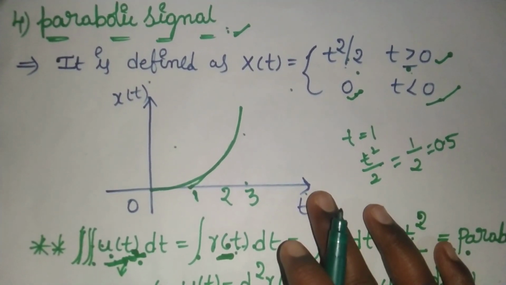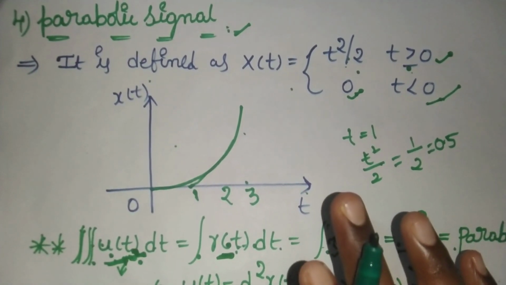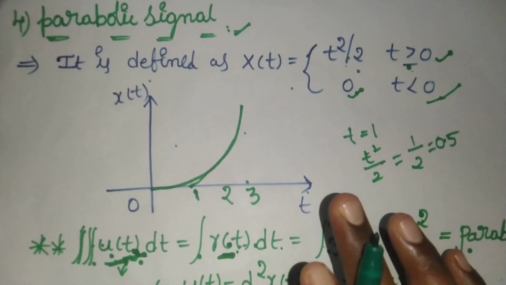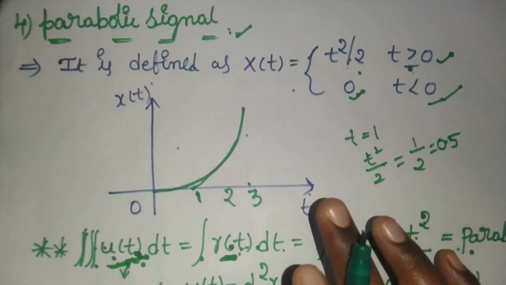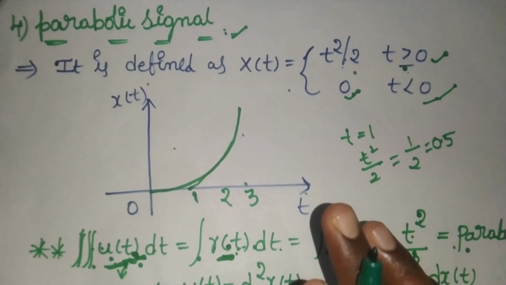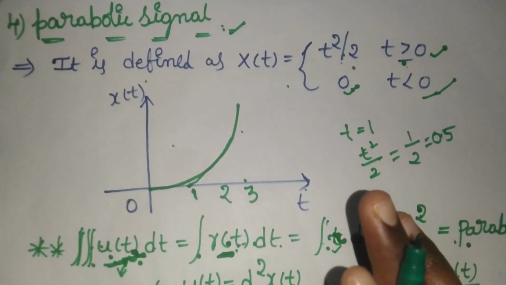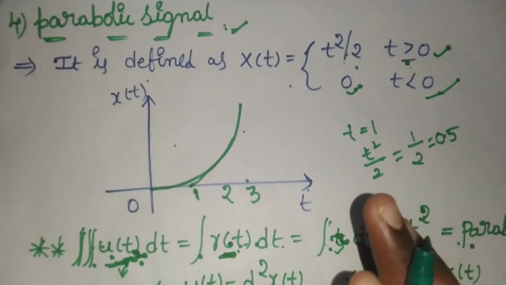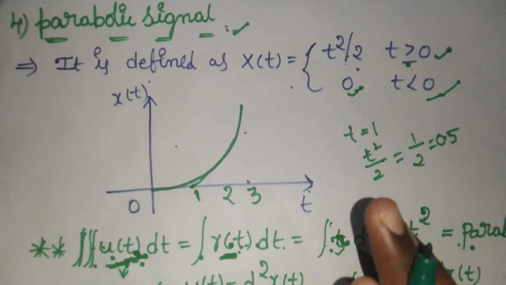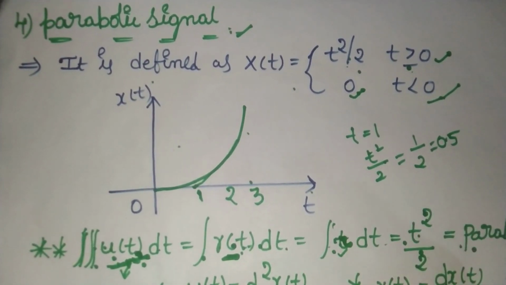In this lecture, I explained about 4 basic or elementary signals, and in the next lecture, I would like to explain the remaining 4 elementary signals. Thank you.